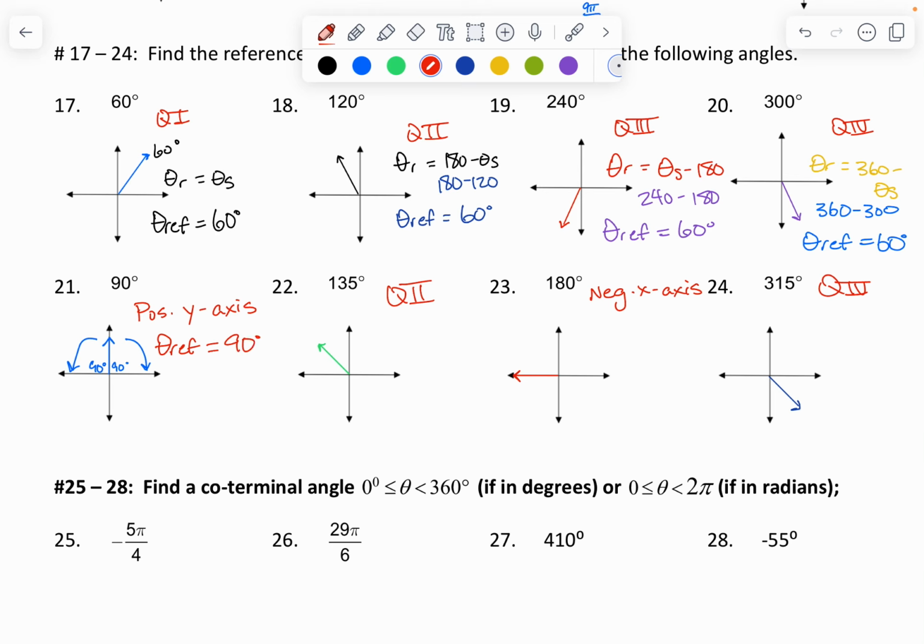Now, we've already done a Q2 one. When you're in Q2, it's 180 minus standard. So we would say 180 minus 135, and that leaves us a reference angle of 45 degrees. When you're already on the x-axis, you don't have anywhere to go to get back to it. So we would say we have a reference of 0. And then when you're in Q4, your reference is going to be 360 minus your standard, which would leave us 45 degrees.